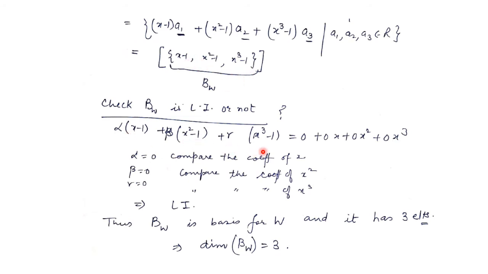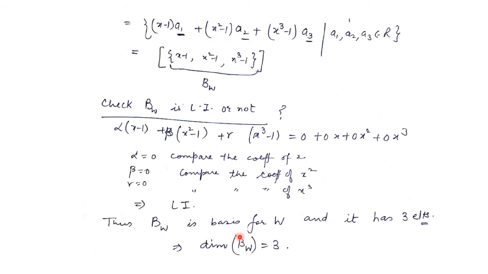So we take the linear combination of this, equate it to the null polynomial, compare the coefficients, and we will get alpha 0, beta 0, gamma 0. So 0, 0, 0 is the only solution of this equation. Therefore, this set is LI. Since it is LI and its span is equal to the whole subspace W, this will become the basis for W. And how many elements are there? 1, 2, 3. So this set has 3 elements.